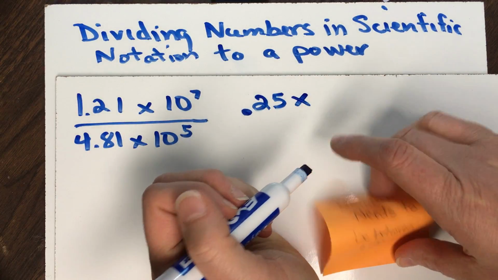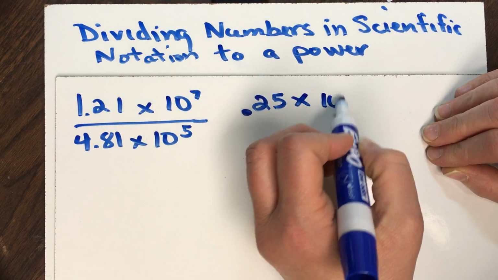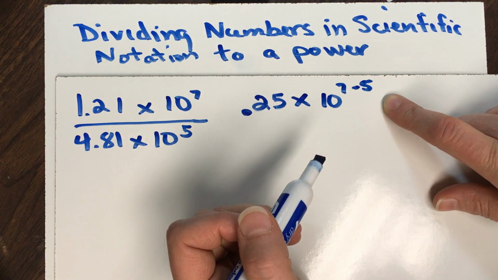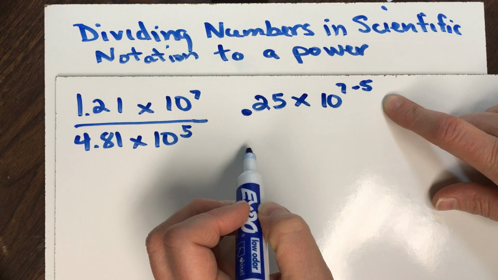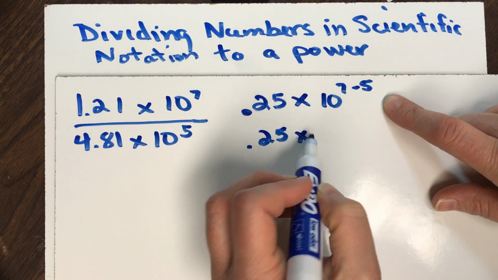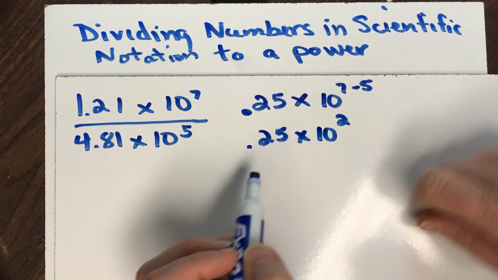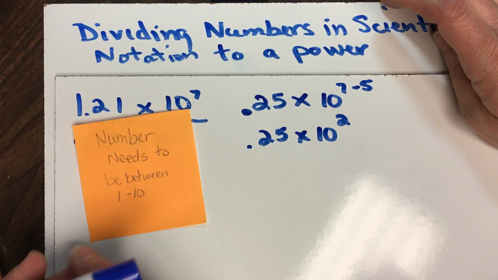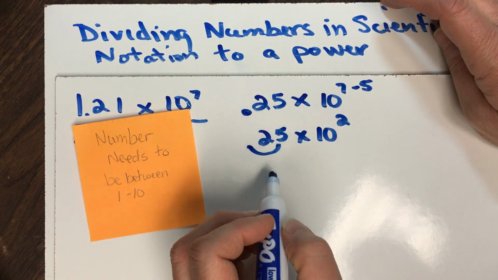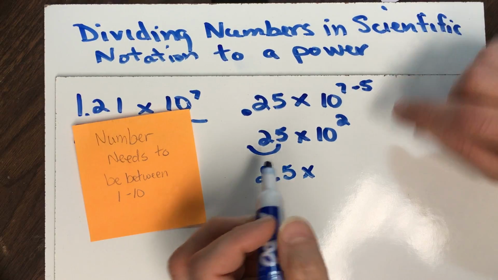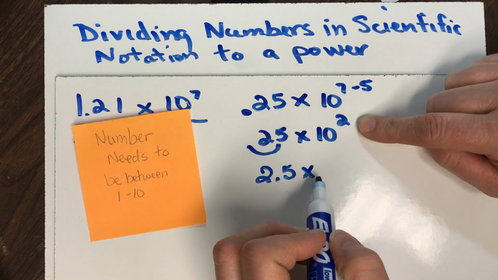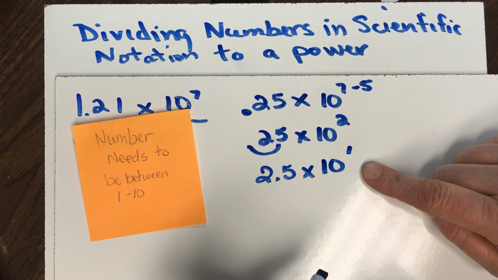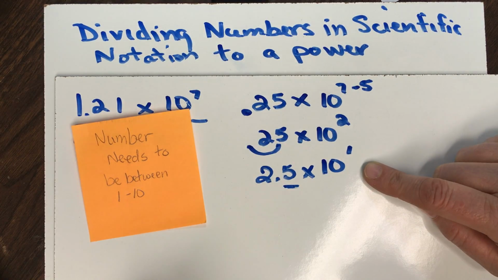Now I'm going to worry about my exponent piece next. So 10 to the 7th divided by 10 to the 5th. So I'm subtracting my exponents when I divide. So this is 0.25 times 10 to the second. Now, we need a number between 1 and 10. So I'm going to move my decimal place once, and I have 2.5 times, and I'm going to take that move out of the exponent. And that's how I end up with rounding to the 10th.